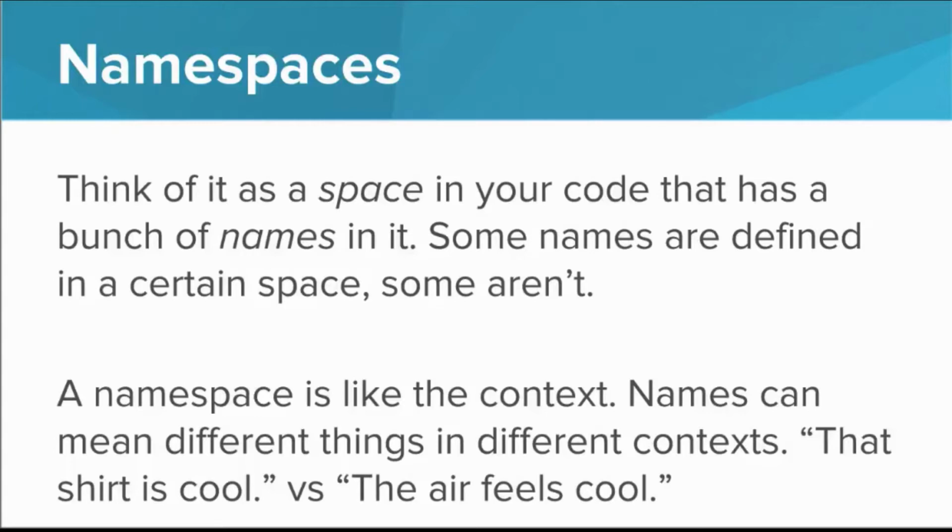A namespace is a lot like the context. Names can mean different things in different contexts. Just think about the sentence, "That shirt is cool" versus "The air feels cool." In the first sentence, cool means awesome or good. In the second sentence, cool means cold or chilly. Different variable names can have completely different values inside different namespaces.